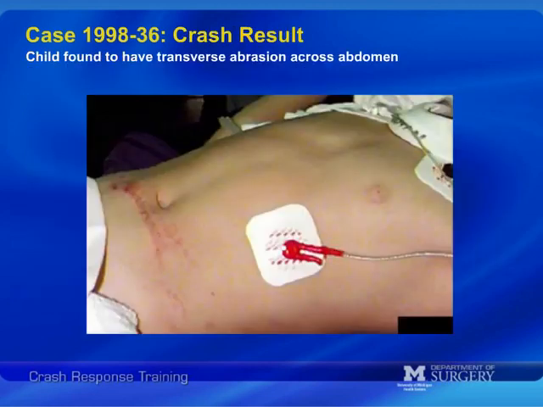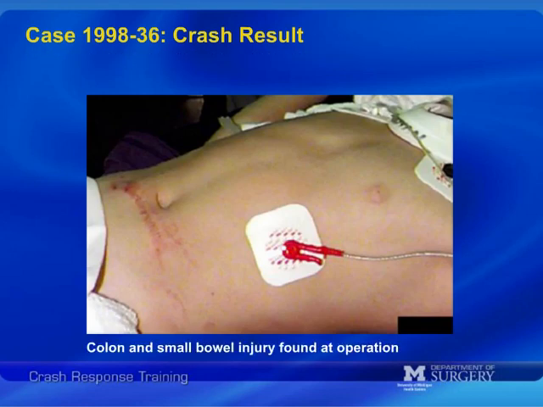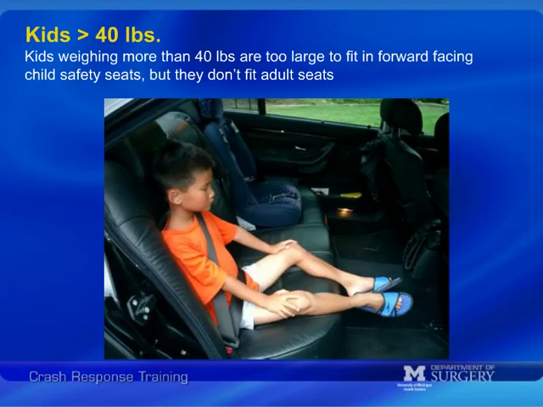So based on that scenario, I'm sure you predicted that this child had an abdominal abrasion, which went across transversely, as you could see here on this photograph. So guess what the result was? At the time of surgery, which was done because the patient was having such severe abdominal pain, the surgeons found the injury to the colon or the large intestine, as well as an injury to the small bowel. Now, this latter case illustrates one of the problems that we have.